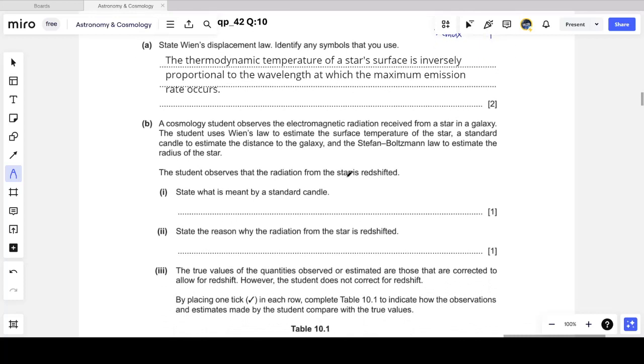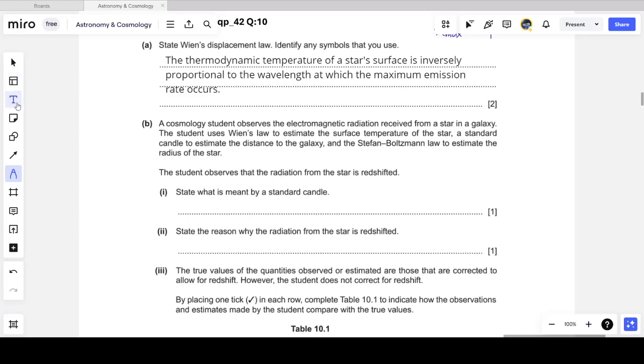For question B, we are told that a cosmology student observes the electromagnetic radiation received from a star in a galaxy. The student uses Wien's law to estimate the surface temperature of the star, a standard candle to estimate the distance to the galaxy, and the Stefan-Boltzmann law to estimate the radius of the star. You can see we put all those laws together and we can actually tell a lot of information about that star. The student observed that the radiation from the star is redshifted, and we are first asked to state what is meant by a standard candle.